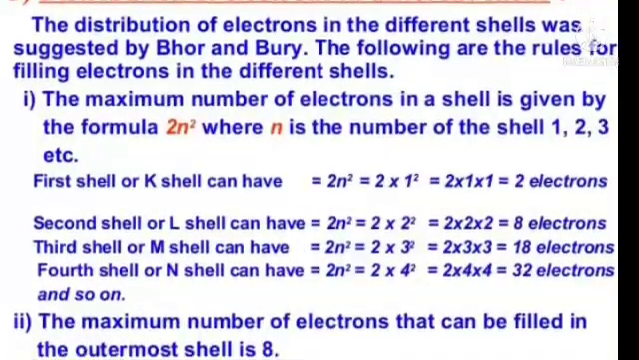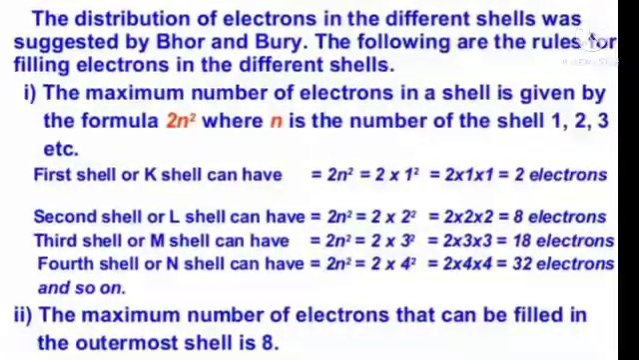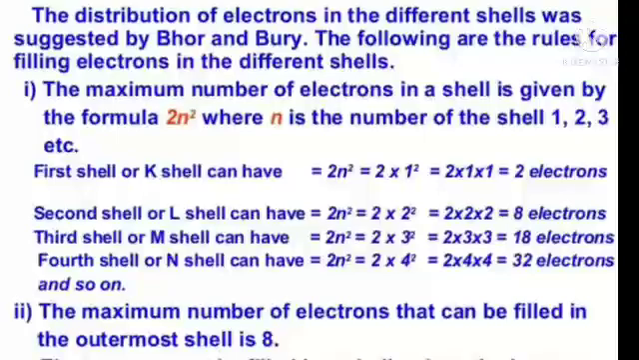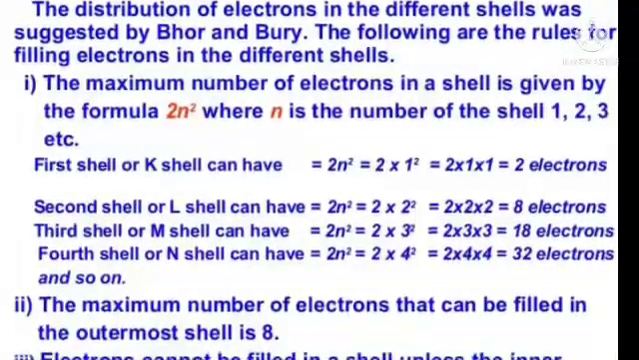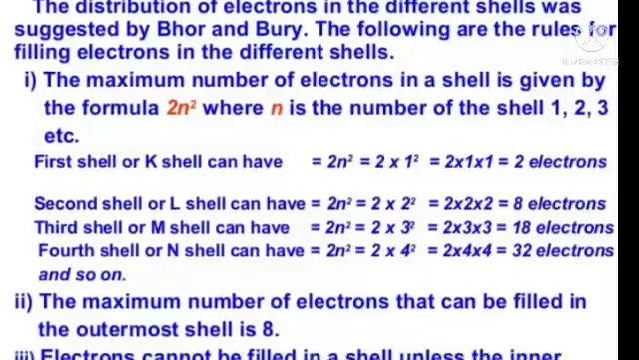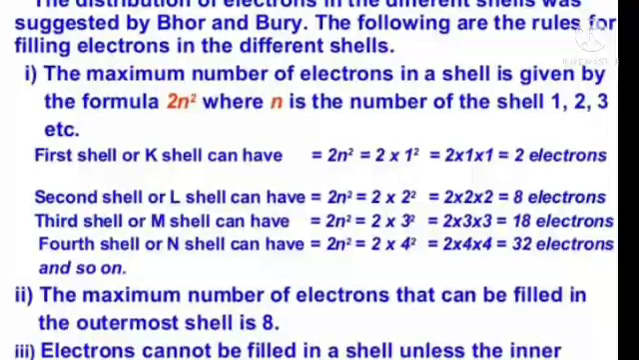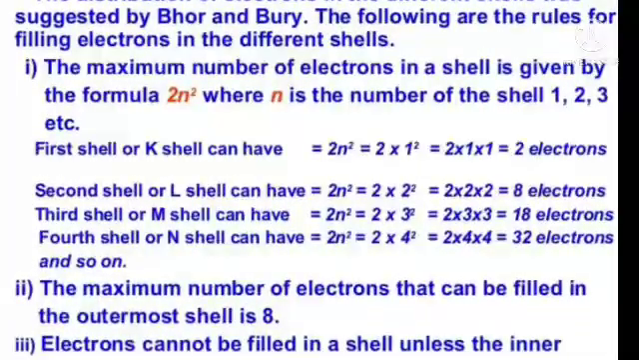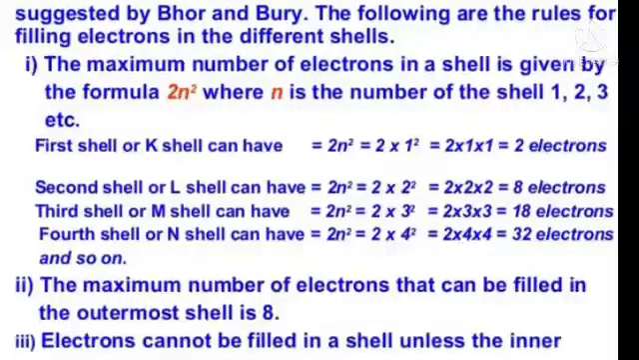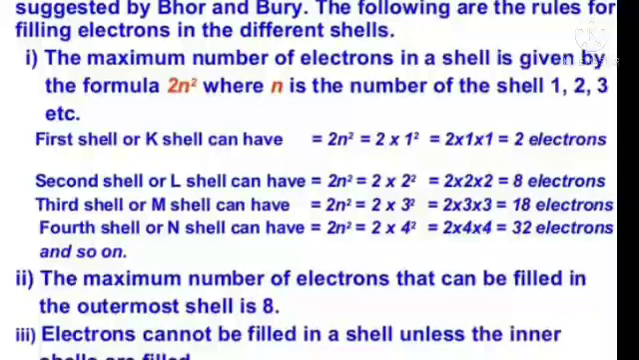First shell or K shell can have 2n², that is 2 electrons. Second shell or L shell can have 8 electrons. Third shell or M shell can have 18 electrons. Fourth shell or N shell can have 32 electrons, and so on. The maximum number of electrons that can be filled in the outermost shell is 8.